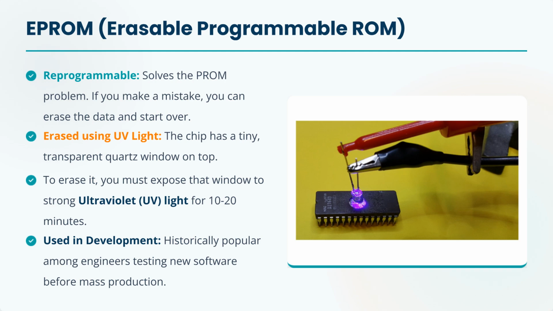EPROM, or erasable programmable ROM, is reprogrammable and solves the permanence problem of PROM. Data is erased using strong ultraviolet light through a transparent quartz window on the chip. It was historically popular in development environments for testing software.